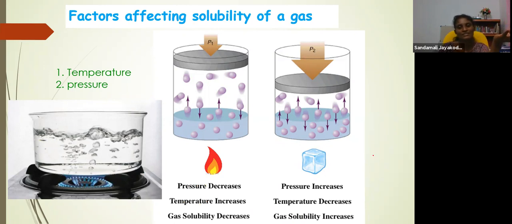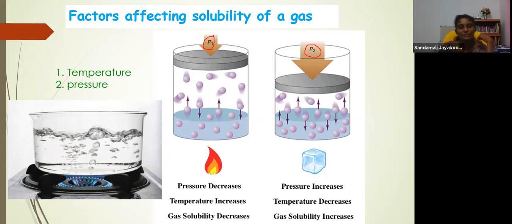When we increase the pressure, you can see here P2 is higher than P1. So it is increasing the solubility of the gas. More gas molecules come to the water phase. More than before, more gas molecules come to the water phase.